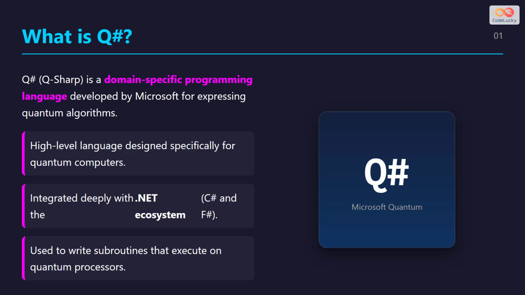Q# is a high-level, domain-specific language created by Microsoft. Unlike general-purpose languages, it focuses entirely on expressing quantum algorithms. It is built to integrate deeply with the .NET ecosystem, meaning if you know C# or F#, you will feel right at home. It handles the complex task of sending instructions to quantum processors.